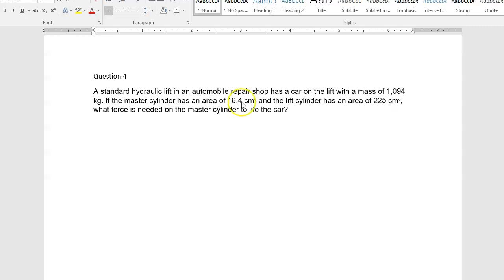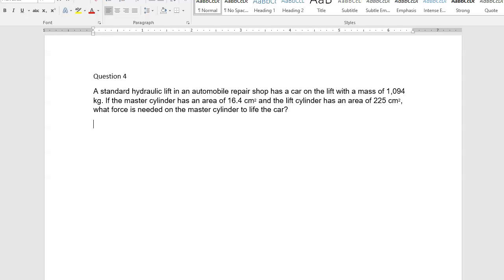How do we get to where we need to be in terms of figuring out the answer to the question we're asking? The question we're asking is, what force is needed on the master cylinder? What do we have to do on the master cylinder to get where we're trying to go? One, we're not going to need much here at all.